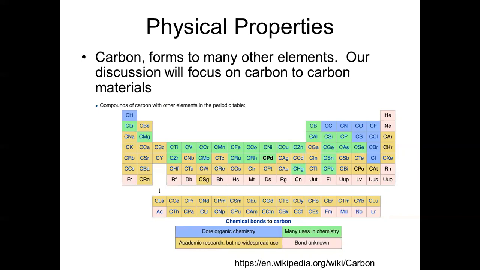The core chemistry down here is organic, shown in the blue. Academic research and no widespread use is the stuff that's shown in this yellowish color. And then the ones that are very handy to us are the ones in green. So these are the common ones that we use quite a bit in everyday life.